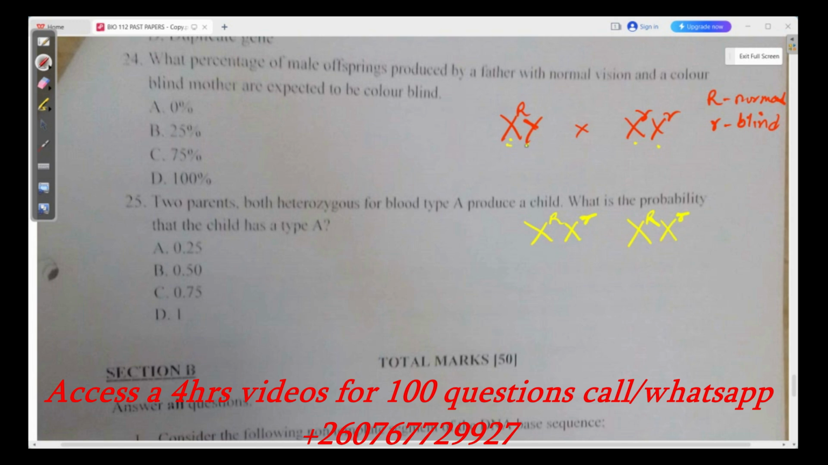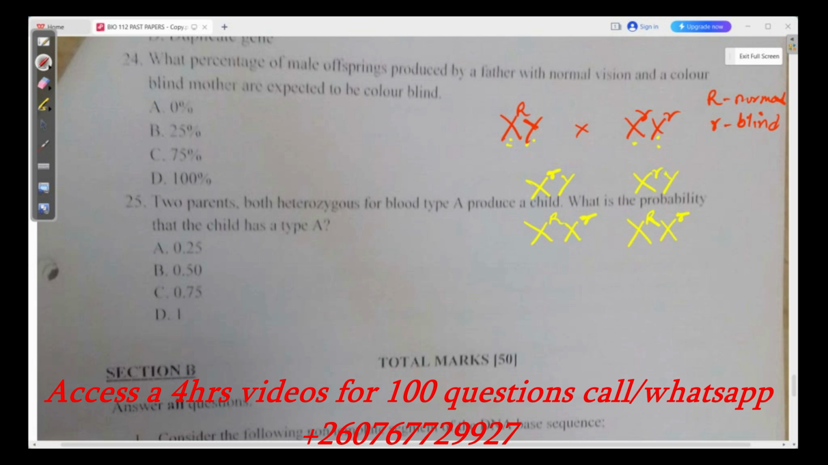Then we come to this and that. So you start with X, this and that. This will be a male son, a son who is colorblind. And also this and that. We have another, this and that.